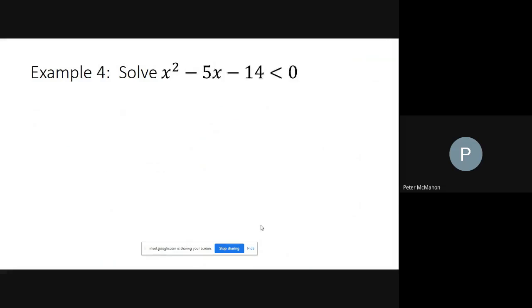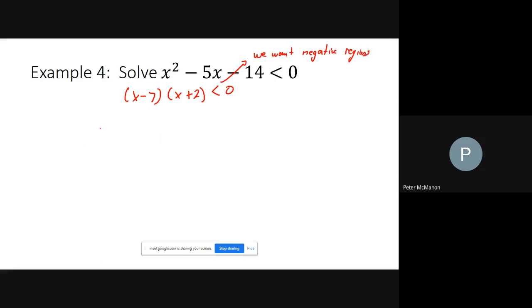Okay, example 4: x squared minus 5x minus 14 is less than 0. We're going to do the second method we just learned in example 3. Step 1 is to factor. And this gets (x minus 7)(x plus 2) is less than 0. Okay, so what this less than 0 means is we are looking for negative regions. I'm going to put an arrow here. We want negative regions.